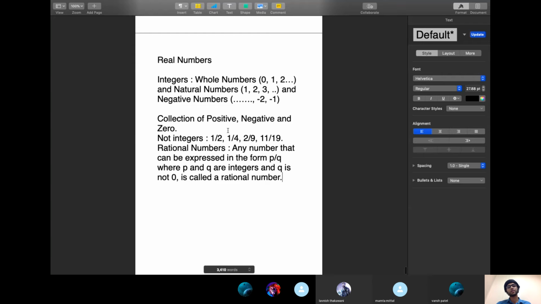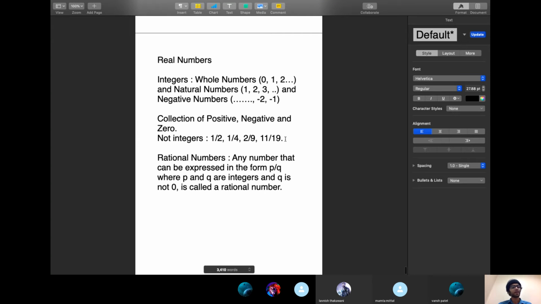Very important to understand this. Any number that can be expressed in the form P by Q, where P and Q are integers and Q is not 0, is called a rational number. Let's look at some examples. For example, we can say minus 3 by 9 is a rational number because it's P by Q. P is the numerator, Q is the denominator, and both P and Q are integers. That's important. They should be integers, and Q is not 0.